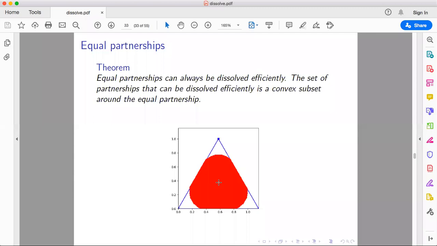Any question? Sir, are the scales marked incorrectly over here? No, I haven't marked the scale. Yeah, the scale is marked incorrectly, unfortunately, I think. Also, is the equal partnership at the center of this convex subset? Yeah, it will be at the center of this convex set. So 1/3, 1/3 will be somewhere here.